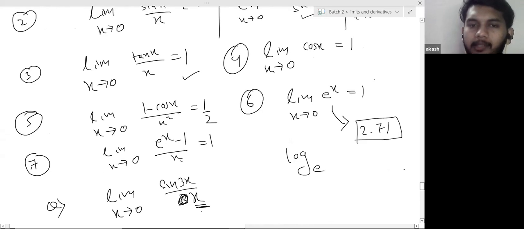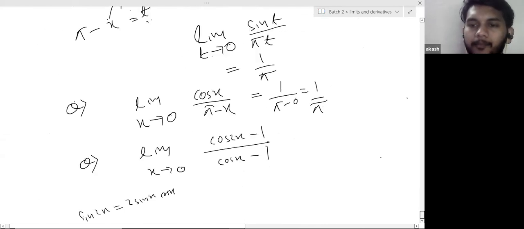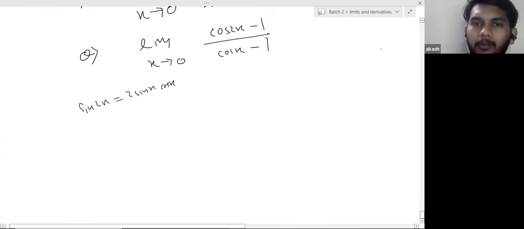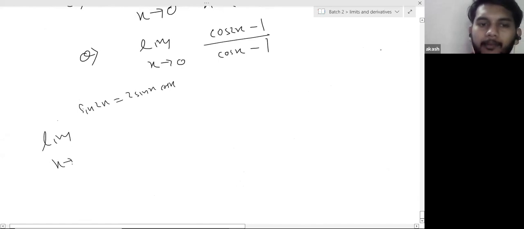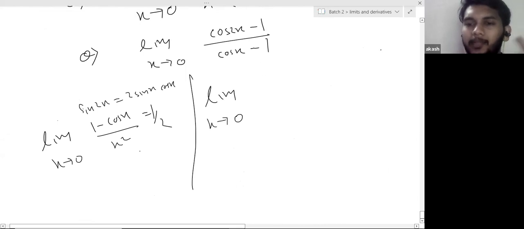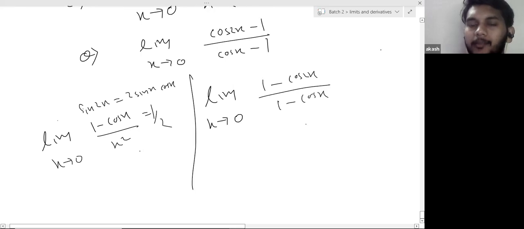This one, (1 minus cos x) upon x square is half, right? In this question, we need this formula, right? So to change this into this, what we can do is limit x tending to 0. I can multiply a negative sign in numerator and denominator. First, I can write this as this.